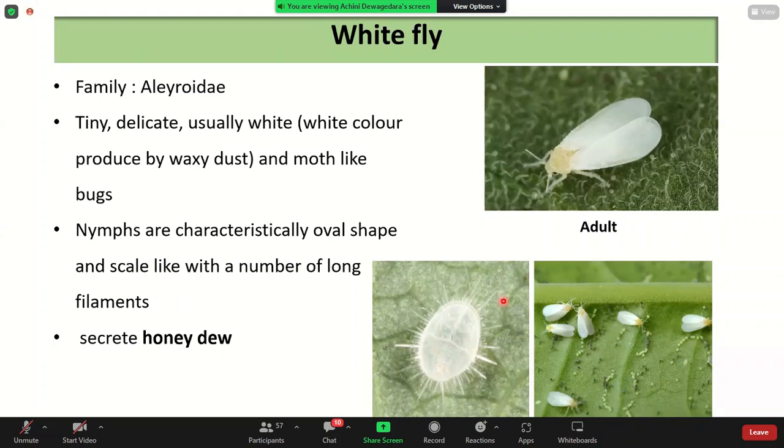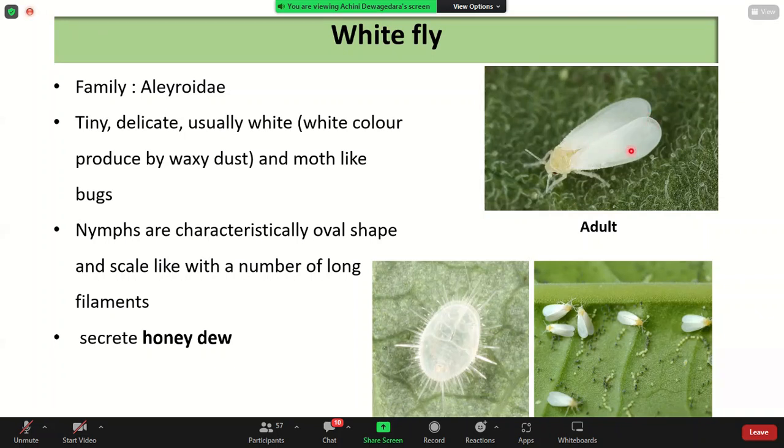So the first one I'm going to discuss is the white fly. So here you can see the adult and the nymph. White fly comes under this family, Aleyrodidae, and they are very tiny and very small, delicate white color insects, right? And they also have a waxy dust, and they look like a moth.